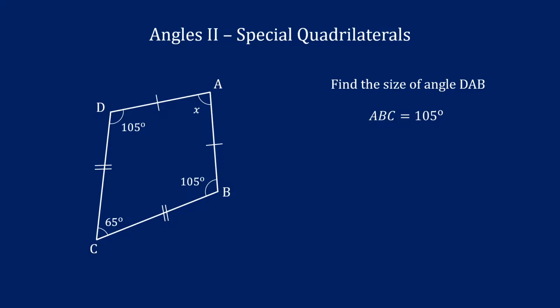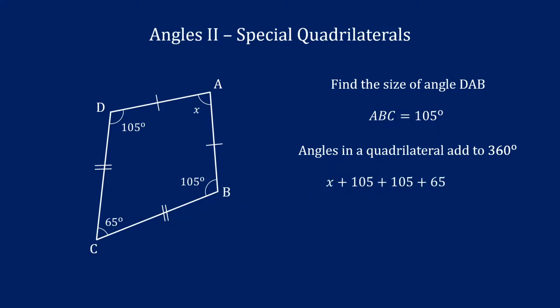Now we have enough information to find x. How do we find x here? Well, we remember that angles in a quadrilateral add to 360. The fact that those are special quadrilaterals doesn't mean that that property doesn't apply anymore. So if I take x and add every single angle, 105 plus the other 105 plus 65, that needs to give me 360. From here it's easy: we collect like terms and you get x plus 275 equals 360. Take away 275 from both sides, you get x equals 85.